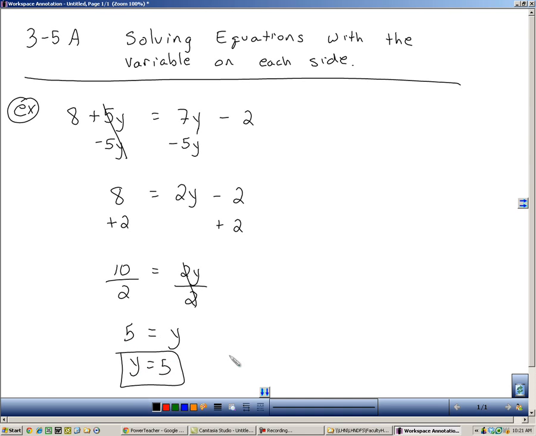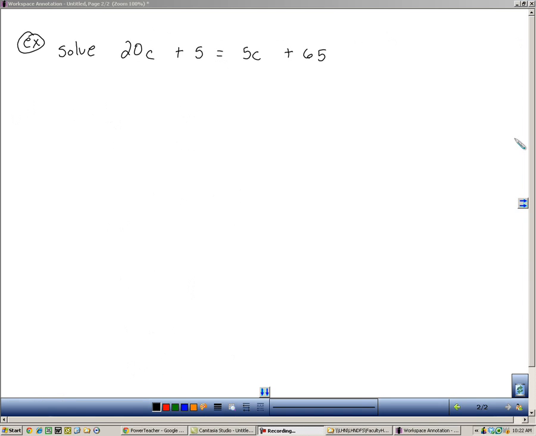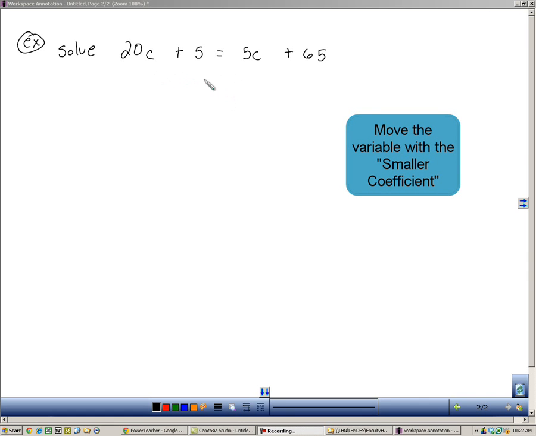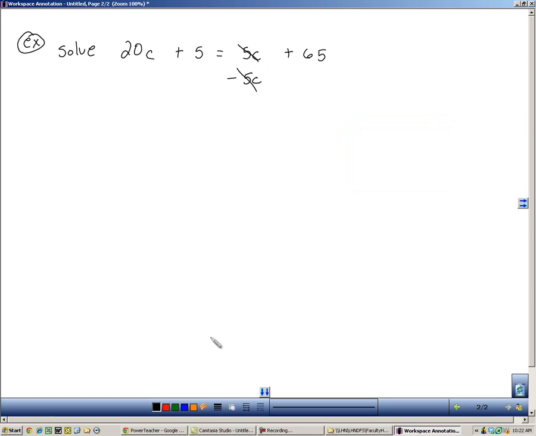Here's another equation we're asked to solve. Notice there's a c on the right side of the equal sign and a c on the left side. So I'm going to move the one with the smaller coefficient. 5c, to move that I subtract 5c, because 5c minus 5c is 0. Whatever I do to the right, I better also do to the left. 20c minus 5c is 15c. Rewrite the rest of the equation.